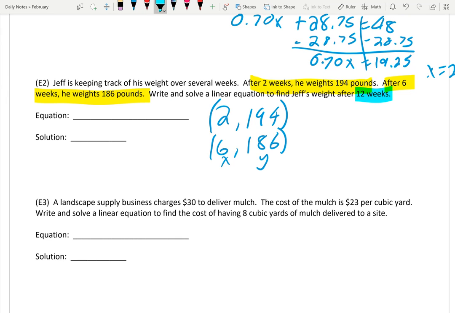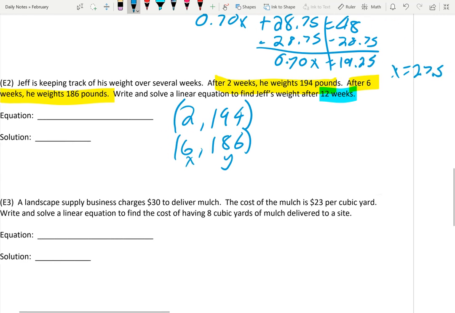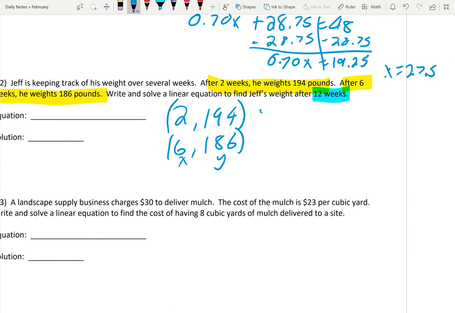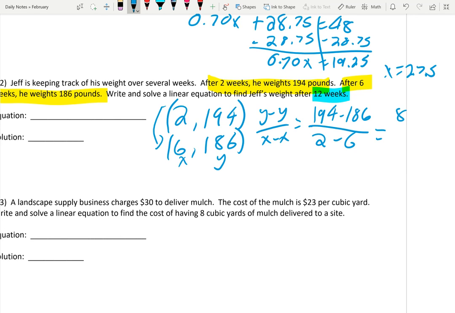So we're going to have to make an equation from this. So given the fact that I have these 2 points, my instinct, remember, should be to come up with the slope. I should use the slope formula to find the slope first. So that's what we're going to do. We're going to find the slope, y minus y. So we're going to do the top point minus the bottom point. So we're going to do 194 minus the 186 because those are the y values, and then 2 minus 6 because those are the x values, which gives me 8 over negative 4, which equals negative 2. So my slope is negative 2.